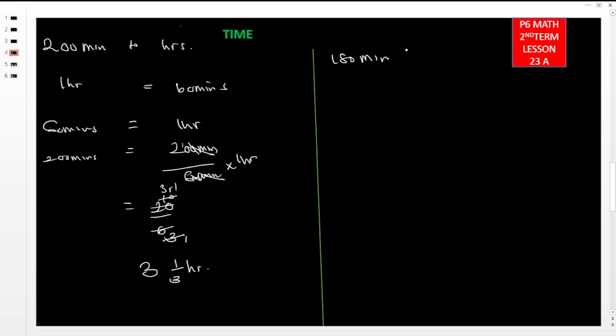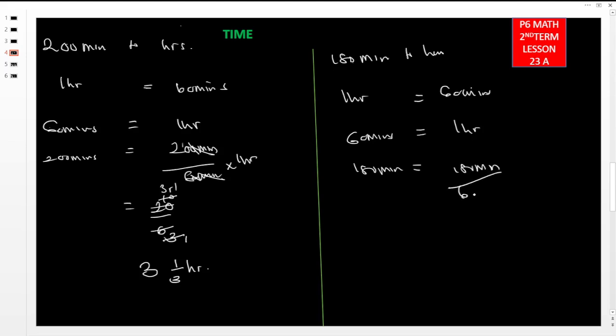180 minutes to hours? So the leading statement: 1 hour is giving us how many? It's giving us 60 minutes. Then, since we are changing from minutes to hours, the leading statement changes to 60 minutes giving us 1 hour. How about 180 minutes, given inverted L, 180 minutes out of 60 minutes times 1 hour.